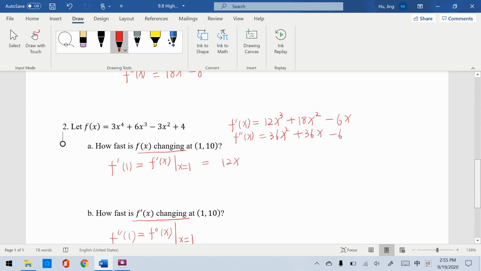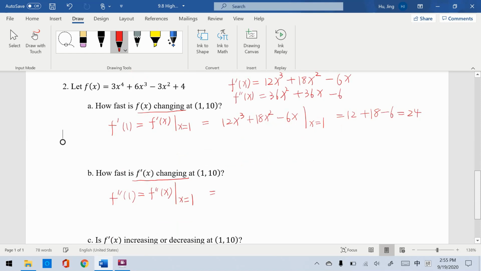The first derivative is this function, and you replace x with 1. So it's 12 plus 18 minus 6, which is 24. The second derivative is 36x squared plus 36x minus 6 when x equals 1. So 36 plus 36 minus 6 is 66.